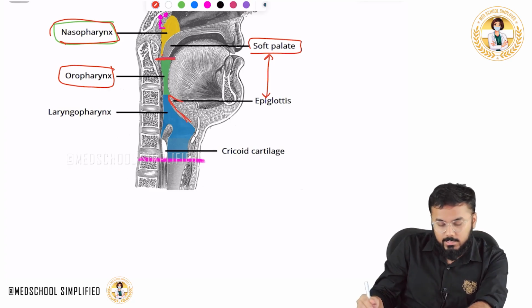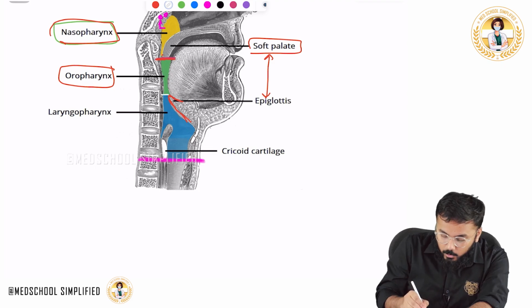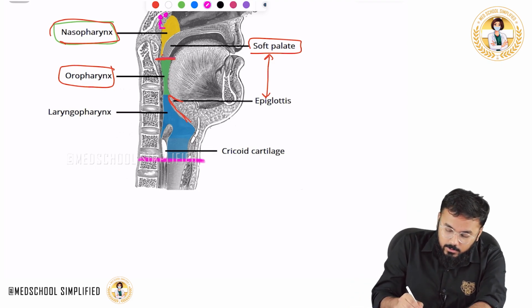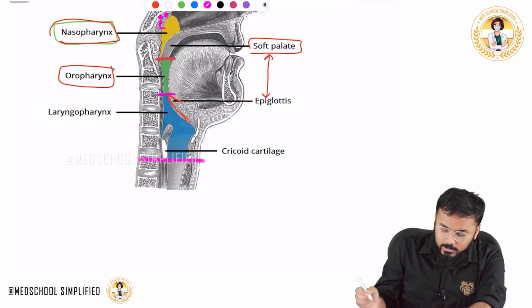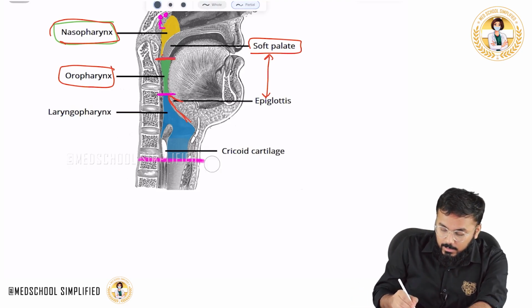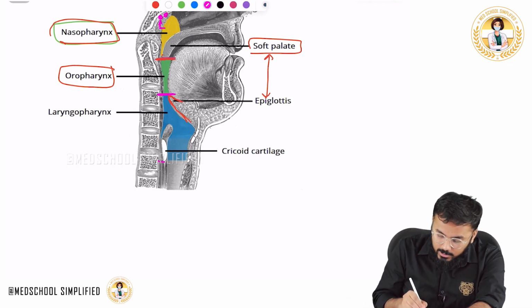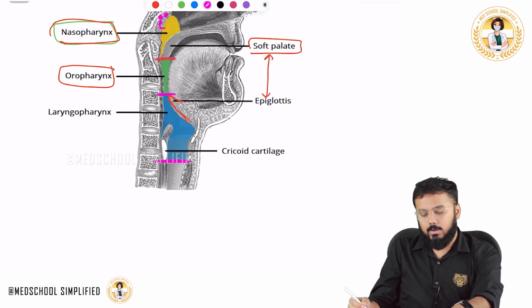So this blue line is starting from where? You see, the blue line starts from the superior border of epiglottis. Okay, so this is where the blue line starts. And where is it coming down? All the way till the cricoid cartilage. You see, this is the cricoid cartilage, till the lower inferior border of cricoid cartilage.